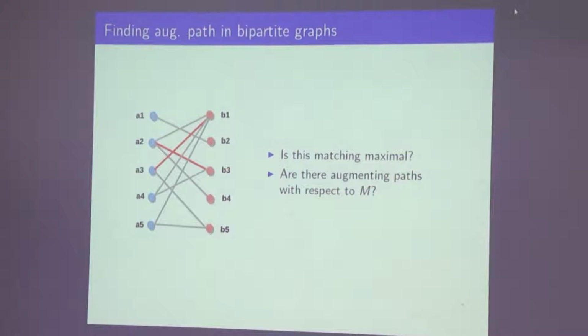Good. So now, are there augmenting paths with respect to this matching? Remember, this is the question that we are trying to attack. Given this graph and a matching, I want to design this black box. I want to go inside that black box and design an algorithm which answers yes, there is an augmenting path, and gives me that path. Okay, so first of all, are there augmenting paths here?